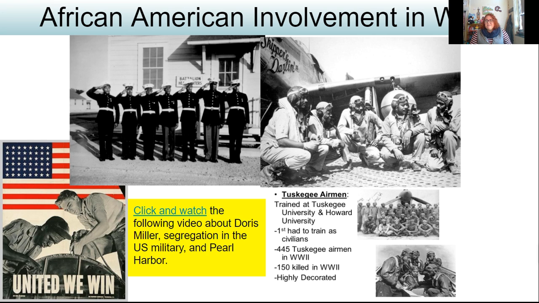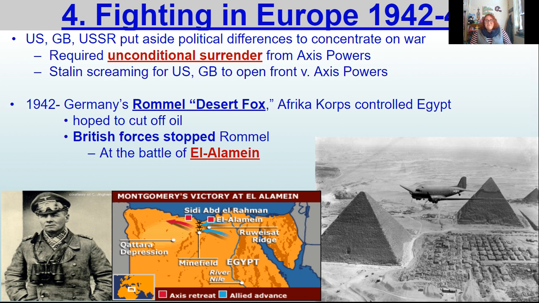You would have many regiments that were on the ground fighting. You also had the Tuskegee Airmen. These were very well-trained airmen from Tuskegee University and Howard University. They were the first to have the training as civilians, and there were 445 Tuskegee Airmen in World War II, and only 150 would be killed. They would become highly decorated and become an instrumental part in fighting the Germans, very instrumental.